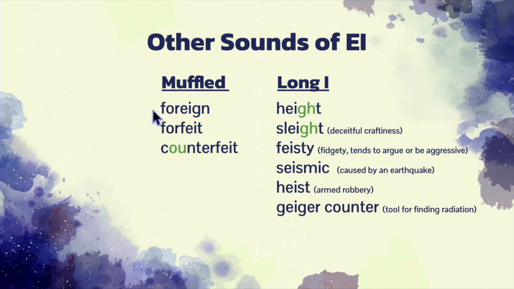In these words, it's muffled and more of a schwa sound. Foreign, forfeit, counterfeit. In these words, it's going to have a long I sound. Note that GH will be silent in these words, just like it is in most English words. So we have height, sleight. Sleight means deceitful craftiness. Feisty. A feisty person is fidgety or tends to argue or be aggressive. Seismic, which means caused by an earthquake. A heist is an armed robbery, and a Geiger counter is a tool used for finding radiation.